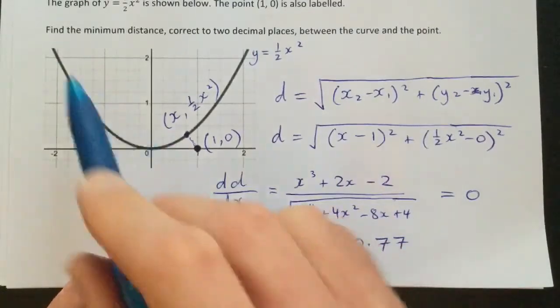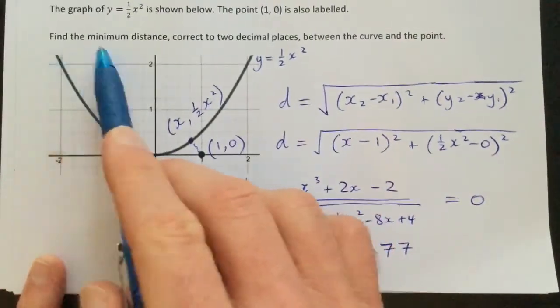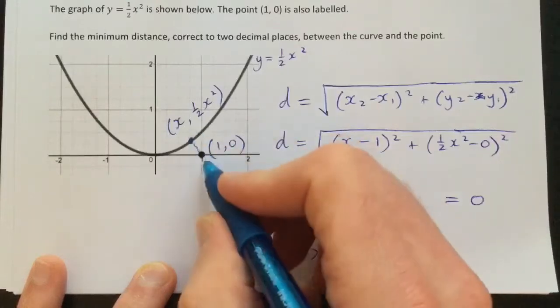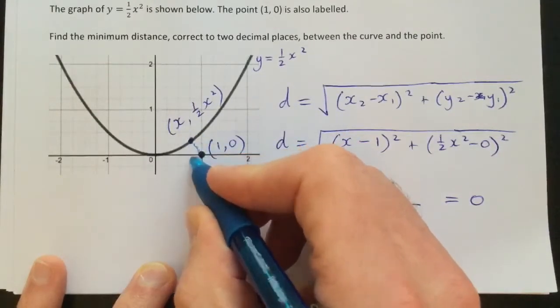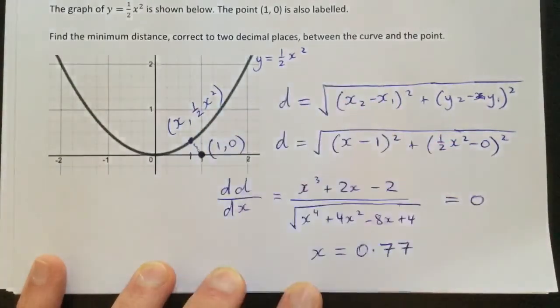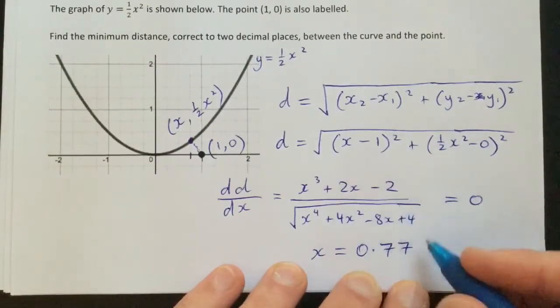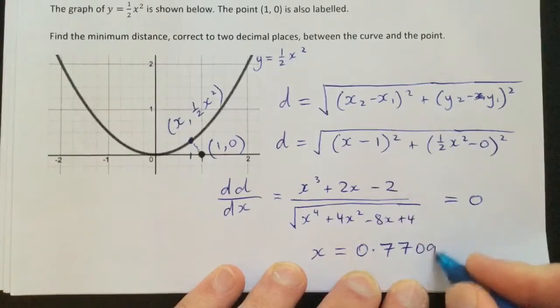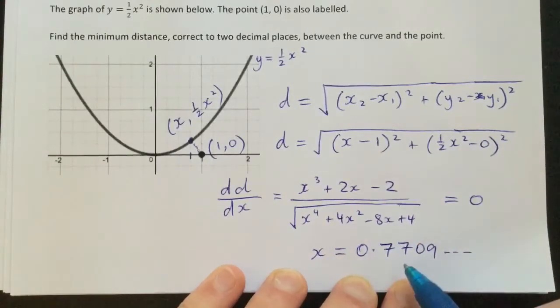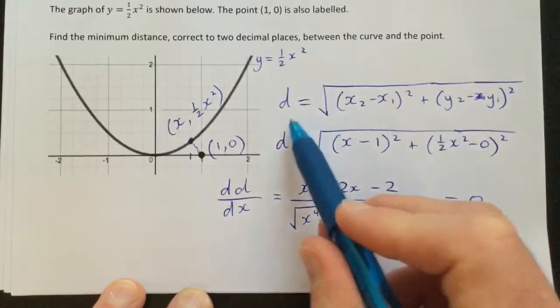Now, the question said, and this is why I always come back to the question, find the minimum distance. So what we've found at the moment is the value of x where the distance is minimized, but we haven't found the minimum distance yet. So what I'm going to do here is go, all right, well, x is equal to 0.7709 and so on, but the minimum distance means I need to sub that x value back into the distance rule.